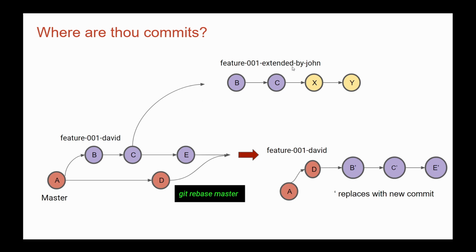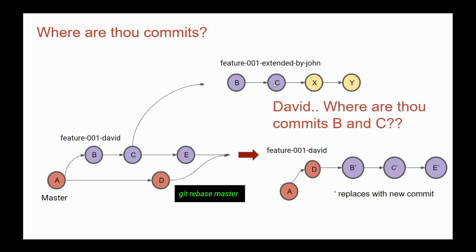So when John bases off of B and C, now he asks David, where are thou commits, B and C? And now there's a problem here. Because B and C commits don't exist anywhere in Git anymore, due to the fact that David rebased, there's all sorts of conflicts. It's almost impossible to merge all these changes back in. So all of John's changes are most likely going to be thrown away, which is sad.